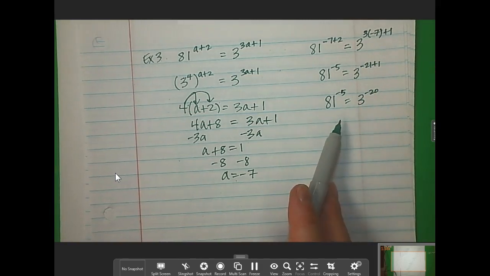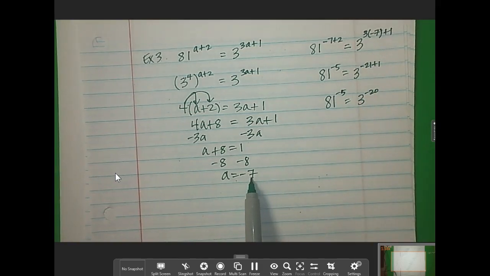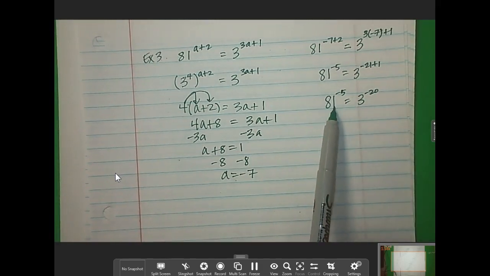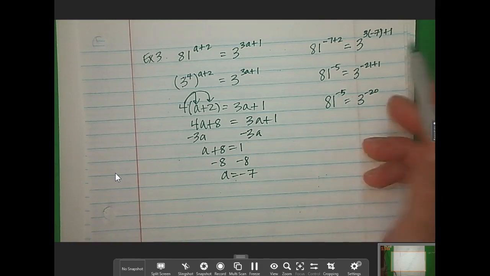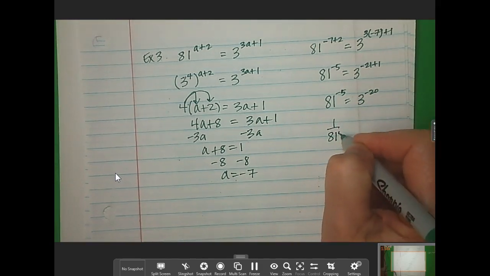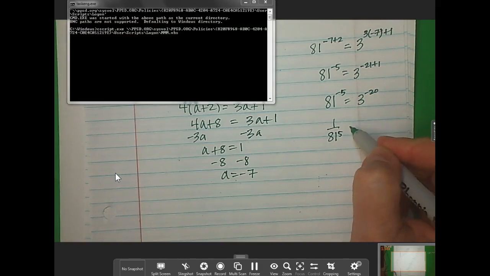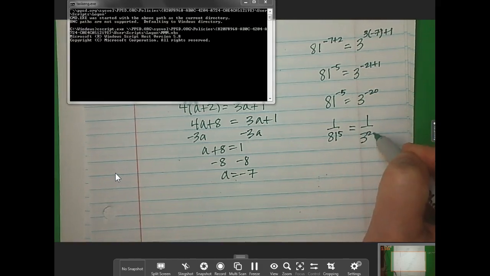That's the y value. So when you graph this and you go over to negative 7 on the x-axis, or on the a-axis if you're on Desmos, this number is going to be really small, right? The negative pushes the 81 to the bottom. So here's the question. 1 over 81 to the 5th, is that equal to 1 over 3 to the 20th? Super small.